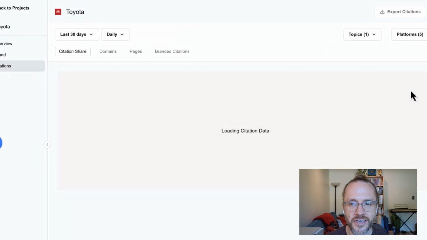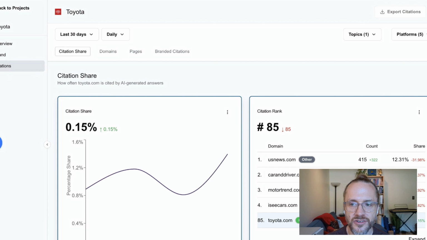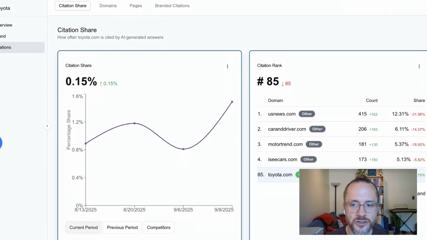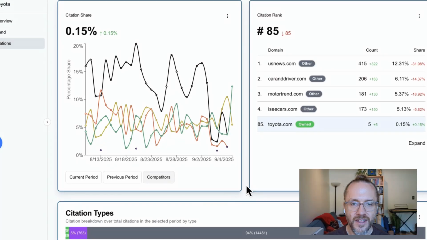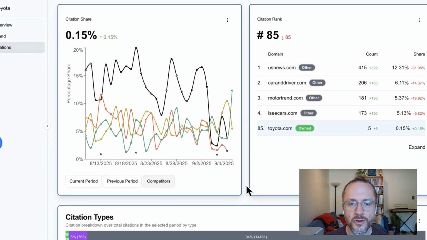And then I can also dig a little bit deeper into my citations. So what's happening with citations or mentions of my particular brand? Where are those showing up? And how does that look relative to the competition as well? So that's a short overview of Xofu.